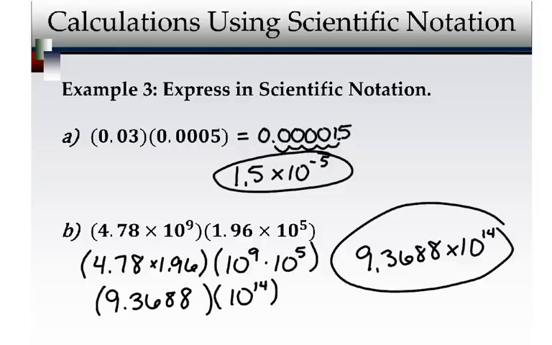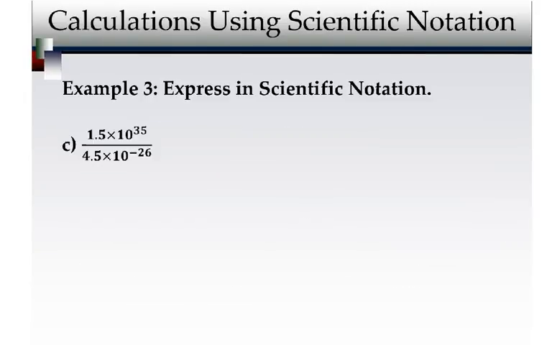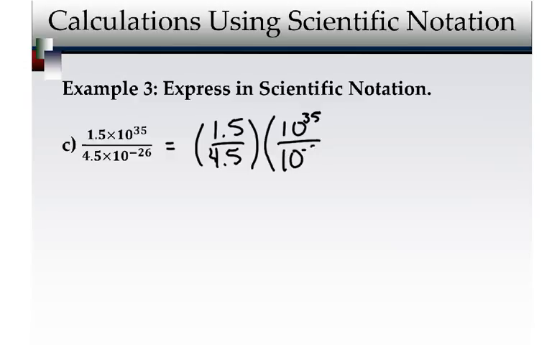Alright, I have one more little example on the next slide. Okay, just like we had multiplication of two numbers expressed in scientific notation, here we have two numbers that are being divided. We're kind of going to do this in a similar way that we did the multiplication. We're going to put together the two decimal numbers, just like this, 1.5 over 4.5, and then put together the powers of 10. So 10 to the 35th over 10 to the negative 26.